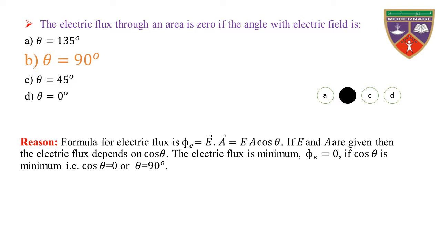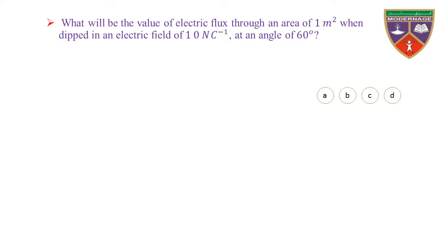Reason. Formula for electric flux is phi is equal to E dot A, which is equal to EA cos theta. If E and A are given, then the electric flux depends on cos theta. The electric flux is minimum, the minimum value of phi is equal to 0, if cos theta is minimum, that is cos theta is equal to 0 or theta is equal to 90 degree, because cos 90 is 0. Hence, the electric flux is 0 at theta is equal to 90 degree.